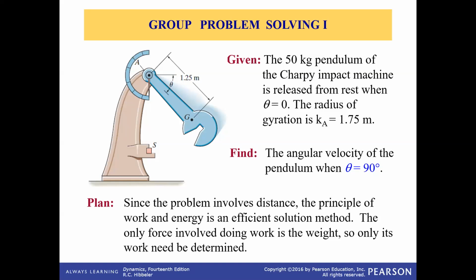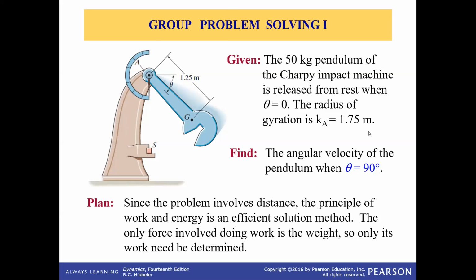Dr. Ho, we had a question about the length. So the radius of it is Ka equals 1.75, but then right there from A to G, what are we supposed to use as our radius if those are different?